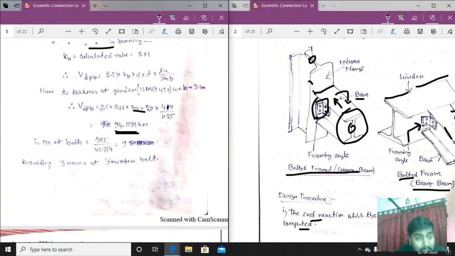So the number of bolts will be that divided by that, which is equal to 9 bolts. So providing 3 rows of 3 bolts. So 3 rows of 3 bolts will be provided.